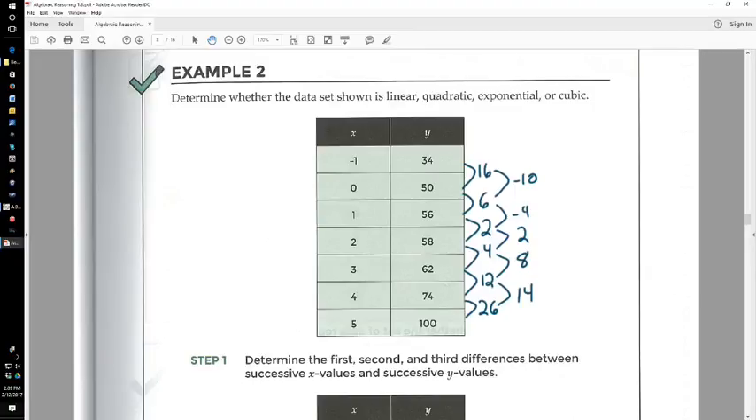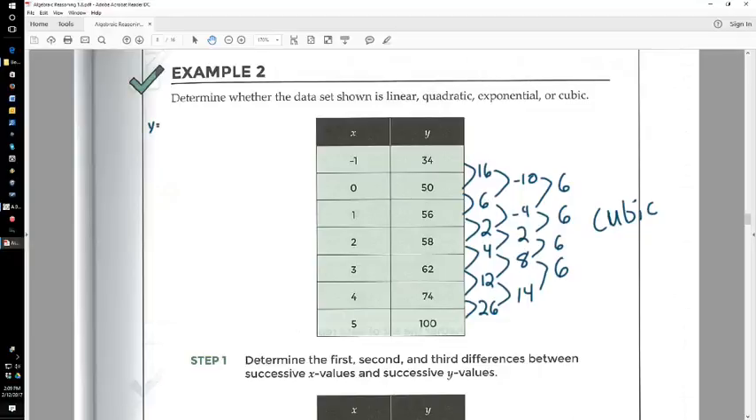Negative 4 minus negative 10 is positive 6. 2 minus negative 4 is positive 6. 8 minus 2 is 6. And 14 minus 8 is also 6. Okay? So since those are all the same, we can say that this one is cubic. C-U-B-I-C.